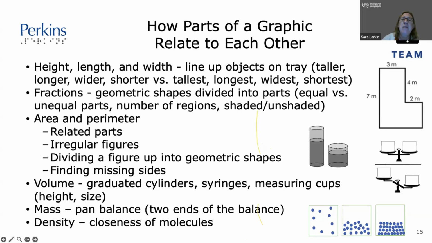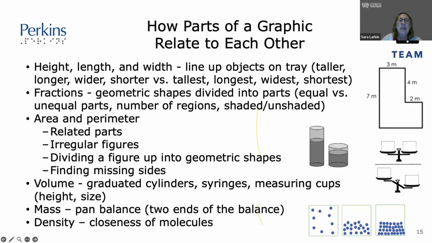Similarly, on the left side of the figure, the entire height is 7 meters. And then on the right side, there is a section that is 4 meters, but the other part is unlabeled. So they would have to use that whole being 7, part being 4, to figure out that the other part is 3 meters. So being able to relate the positioning and direction of those segments is important.